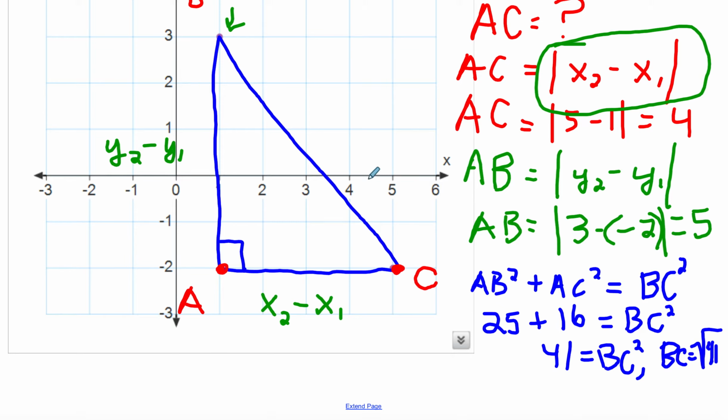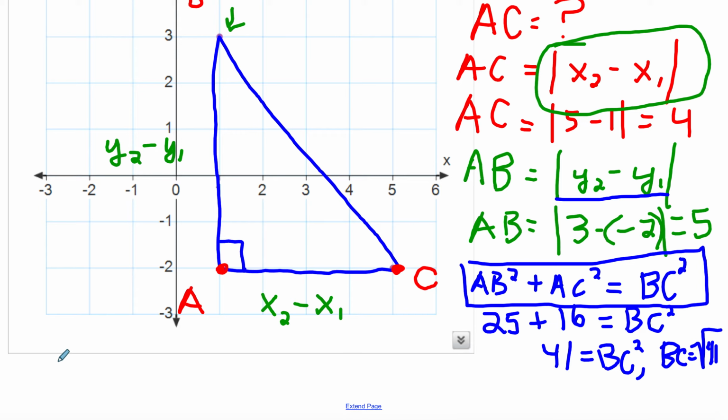In general, what if we didn't know these values? What if we didn't know that AC was 4 and didn't know that AB was 5? We could replace AC and AB in this formula right here with x2 minus x1 and y2 minus y1. So I'm going to do exactly that. So in place of AB, I'm going to write y2 minus y1. And I'm going to write it in parentheses.